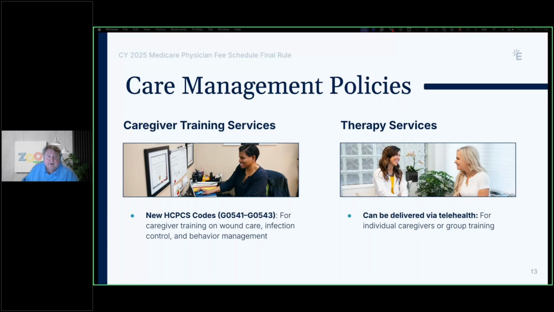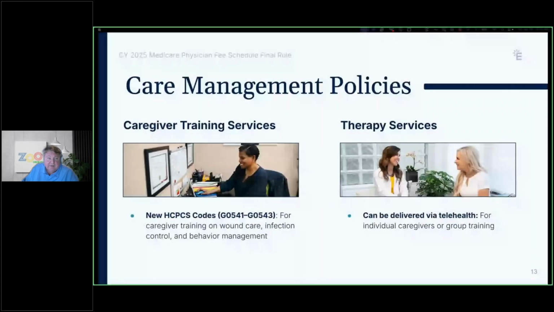So the 541 covers the first 30 minutes, and those sessions focus on things like how to provide wound care, infection control, pressure ulcer prevention. The reimbursement for that is $54, so not too bad. 542, as I mentioned, additional 15 minutes, then you get to tack on another $26.50. And then G0543, where you're training group members, there's multiple caregivers, that one is $23.39.